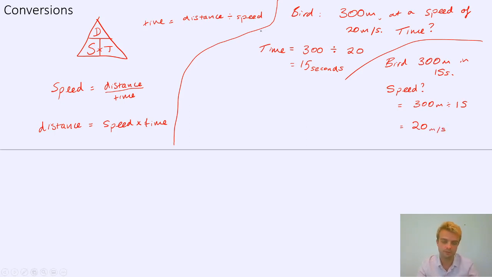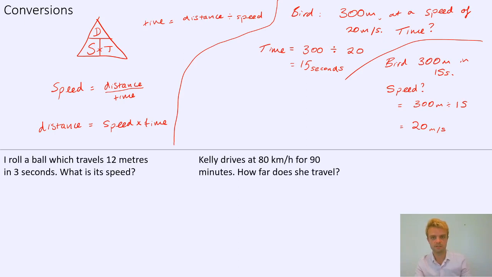But that's how you work out speed, distance, and time. Cover up the thing you're looking for, and what's left in that triangle tells you how to calculate it. Now I'm running out of space for any more examples, so instead what I'm going to do is put two questions up there. So if you want, you can pause the video and have a go at them.